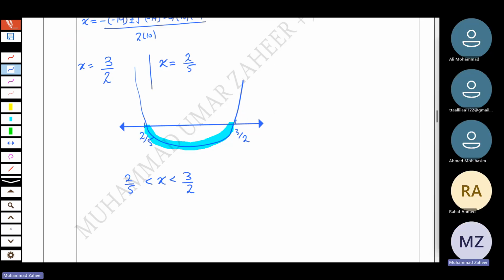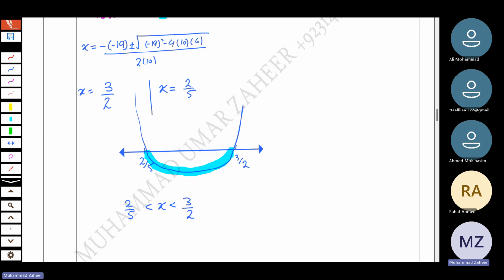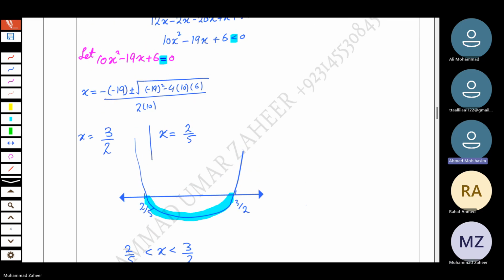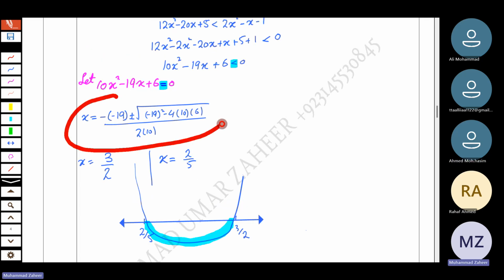Yes, everyone. Any question? Yes. Sir, I did not understand this. Which step did you not understand? The quadratic formula. Quadratic formula?